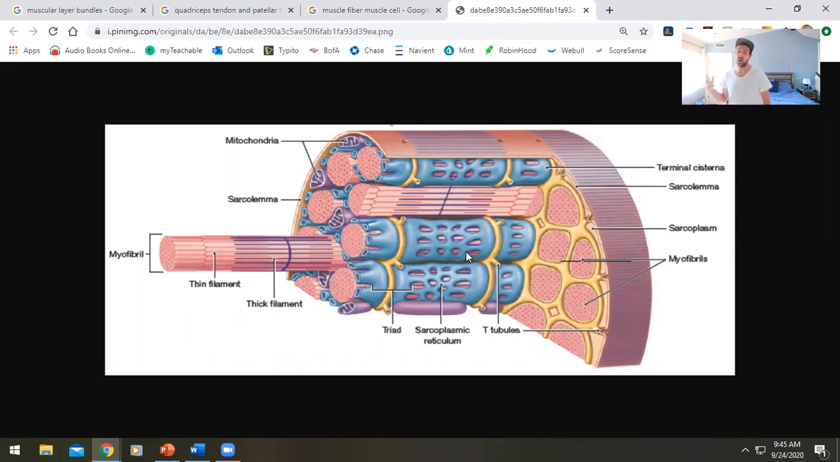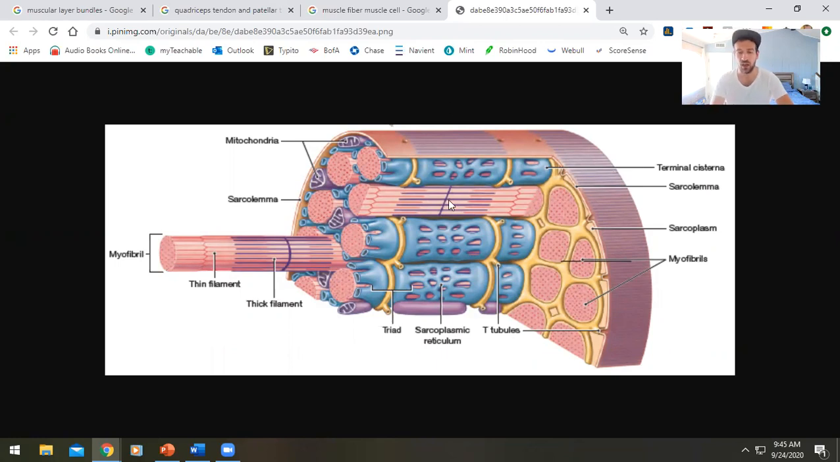Sarco is a Latin prefix, and it stands for flesh. So anytime you hear the word sarco, you are in muscle territory. We're talking about muscles. Whenever you hear the word myo, that actually means muscle. That's another one that tells you you're in muscle territory. So if you ever hear the prefix myo something or sarco something, we're talking about muscles.